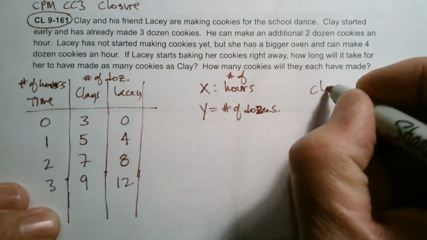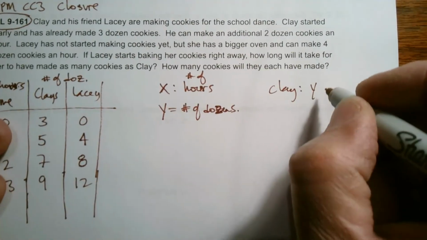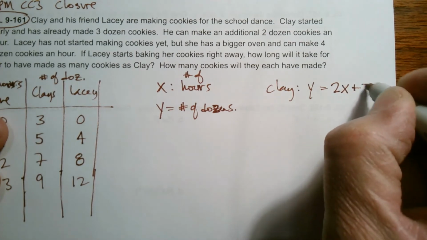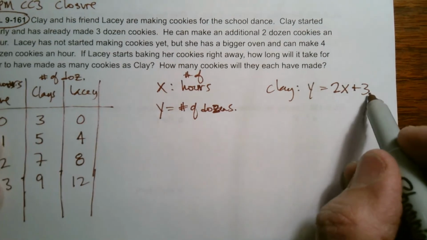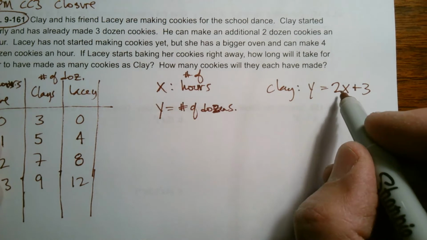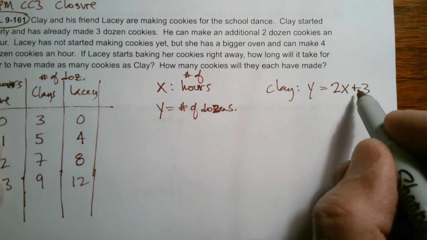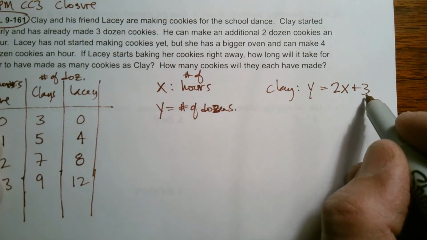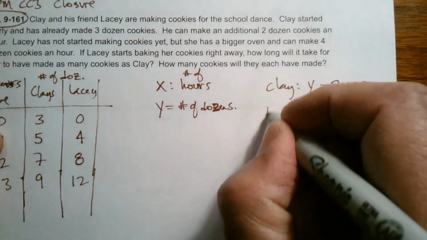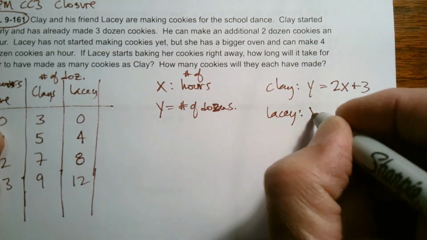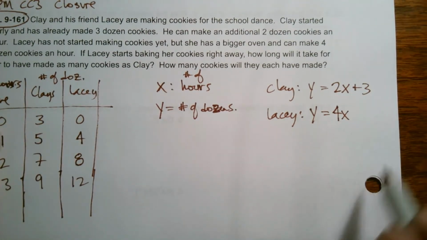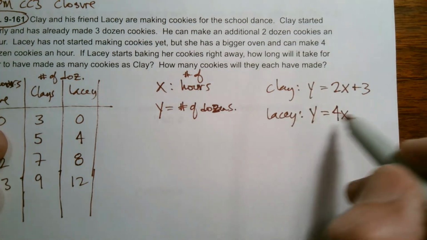If I write an equation for Clay, y, the number of dozens, is equal to 2 per hour plus the 3 he started with. He started with 3 dozen cookies, and he makes 2 dozen per hour. So that's my equation for Clay: y equals 2x plus 3, where the 3 was the initial value. Then for Lacey, y equals 4 per hour, and she had nothing to start with, so we could just say y equals 4x. Now I've got this system of equations.